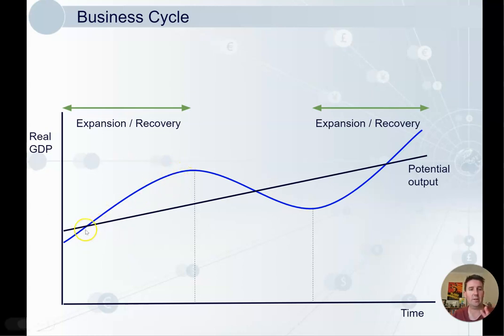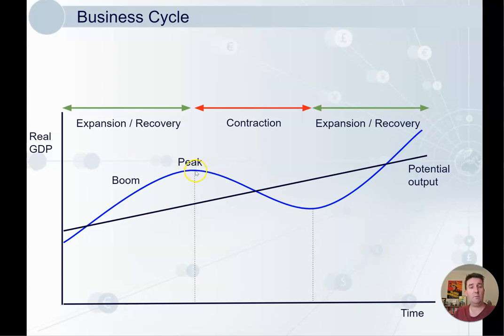So increase in GDP, it's an expansion or recovery. Okay, over here as well. And then we've got our boom over here, heading towards our peak. So we've got unemployment below the natural rate. That's why we're above potential. We've got our peak of real GDP here.